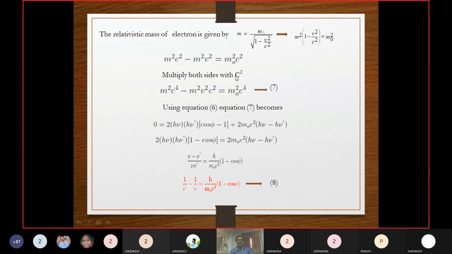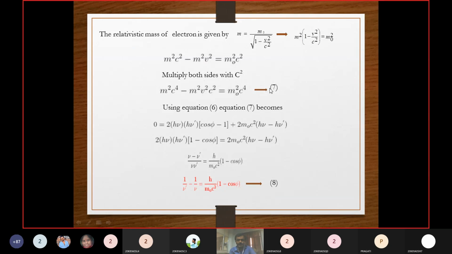Again multiplying with c square. So if you multiply by c square, it means m square c power 4 minus m square v square c square is equal to m naught square into c power 4. This is equation 7.